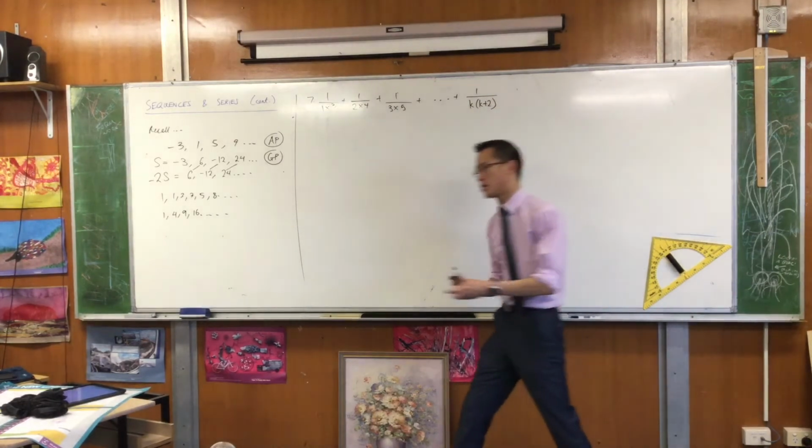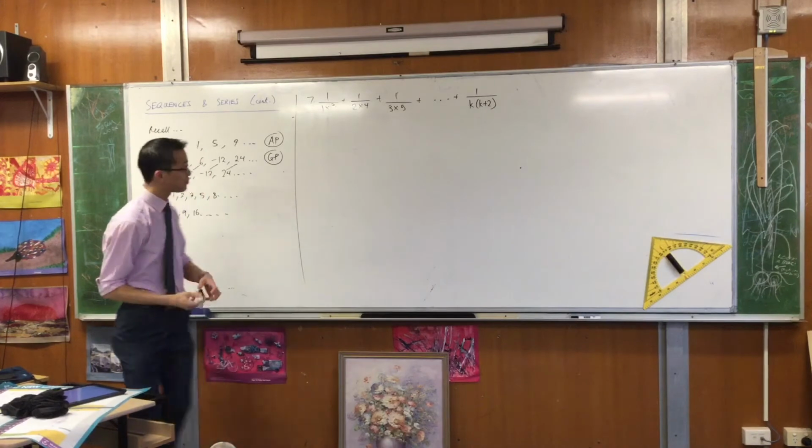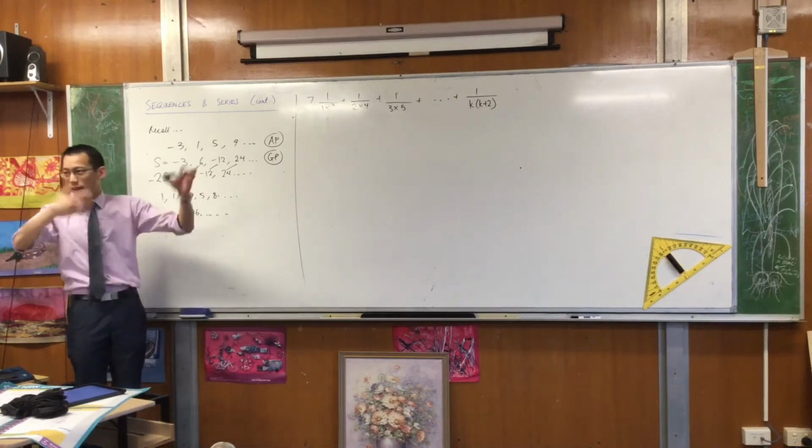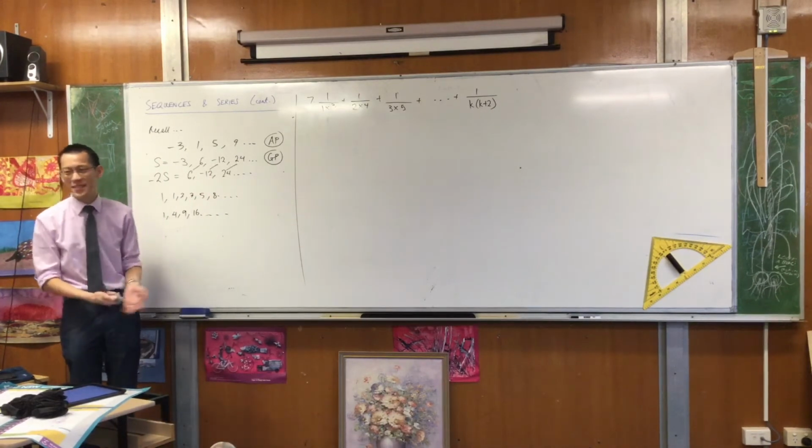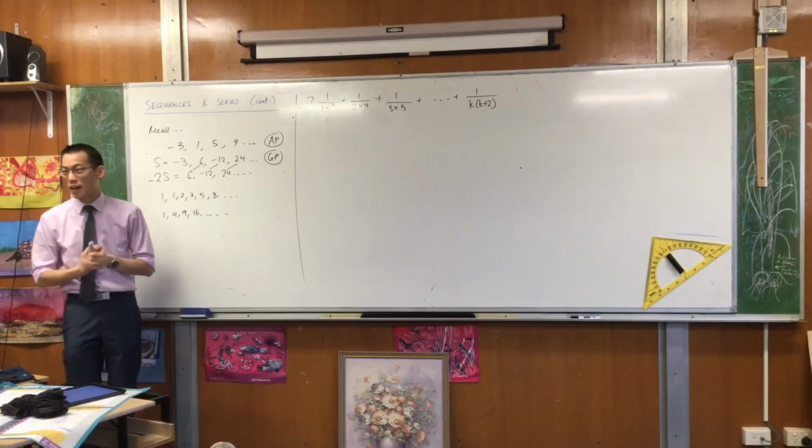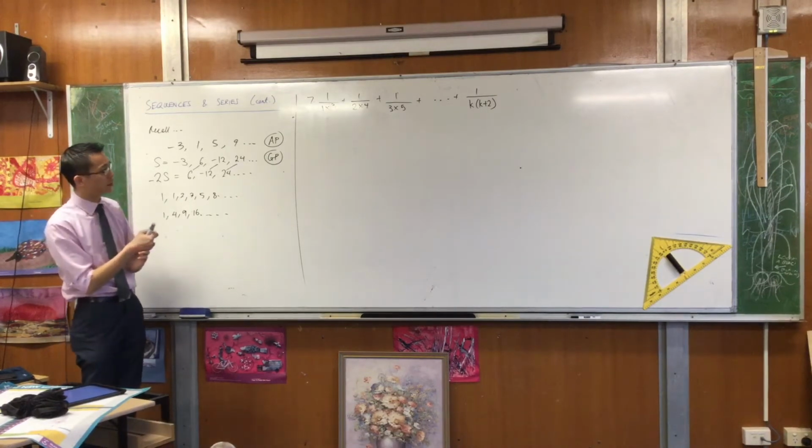Okay, so this is what they want us to add up. And it just looks weird. It's all kinds of weird, right? There's no common difference. There's no common ratio. So how are we going to deal with this thing?